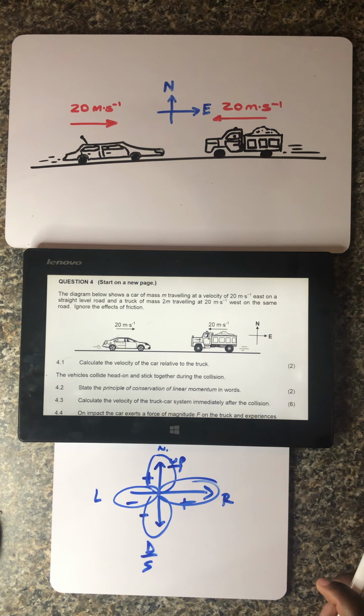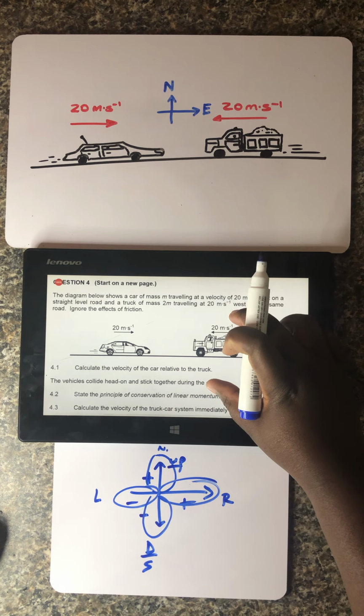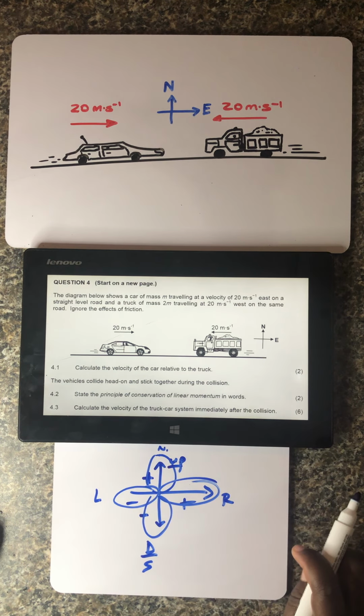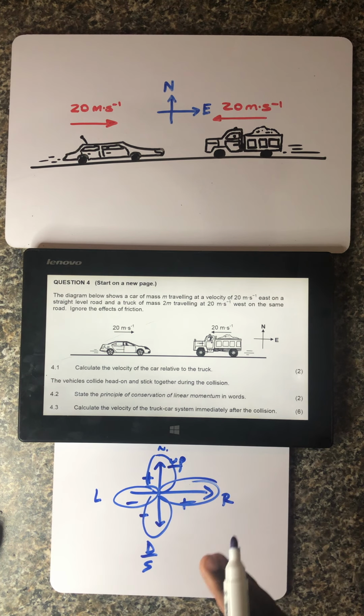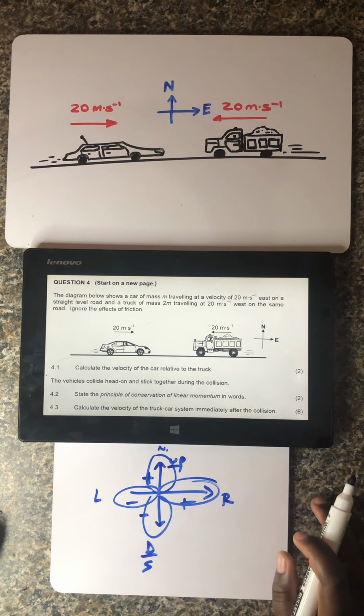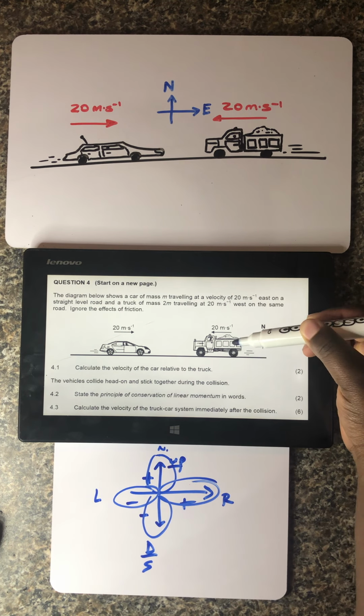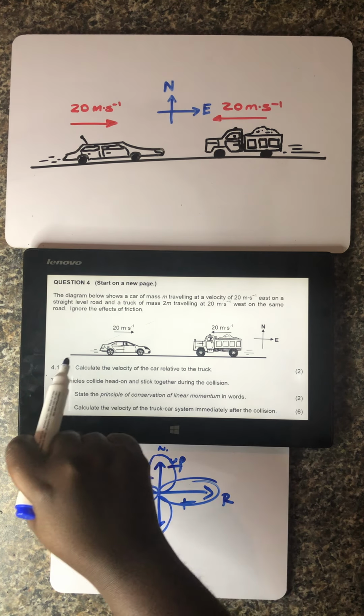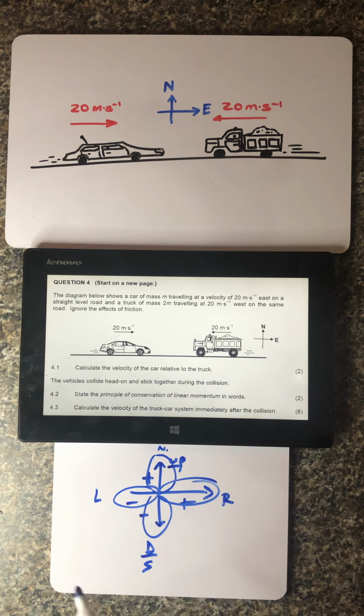Let's now continue with our discussion focusing on the given diagrams. These are moving objects. At what speed, at what velocity? They've indicated that the truck is moving at 20 meters per second towards the left, and the car is moving at 20 meters per second towards the right. Very, very much important. The car has its own mass, and the truck has its own mass.